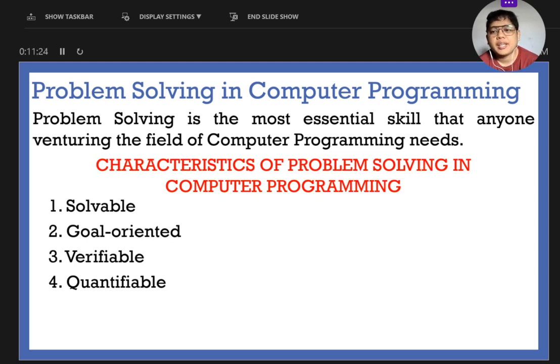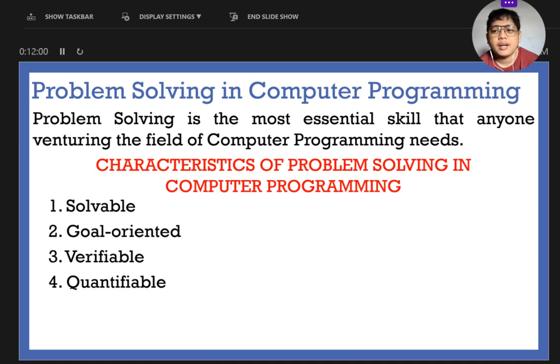In computer programming, a quantifiable problem or solution refers to one that can be measured or evaluated numerically, typically in terms of performance, resource usage, or output quality. So this allows programmers to assess how well a program or algorithm performs against certain criteria, such as time complexity, space complexity, or the accuracy of its result. So this is what quantifiable means.